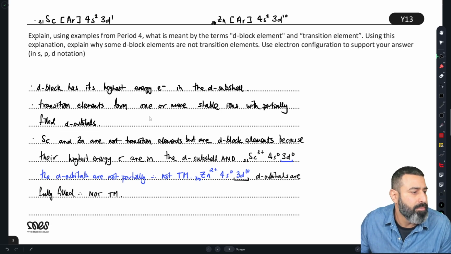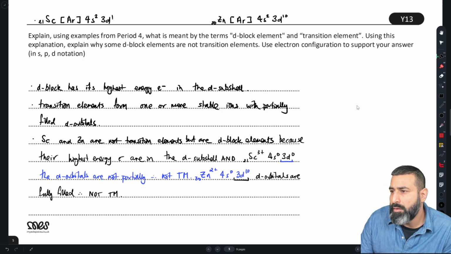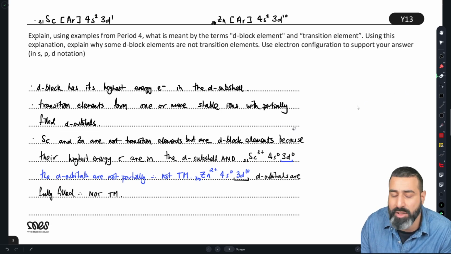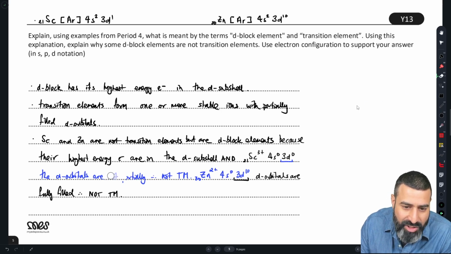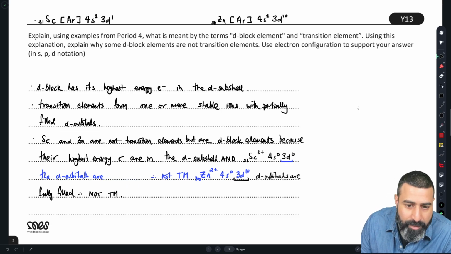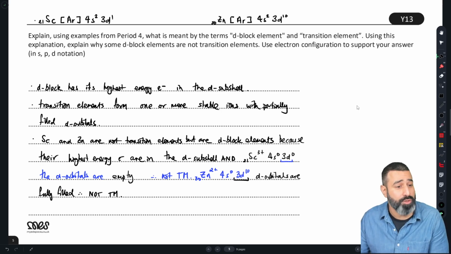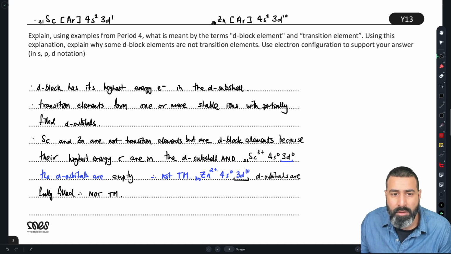Okay, let's see if we've satisfied the question. Just having a look at my response. I said for the scandium 3+, the d orbitals are not partially filled. Forgot to put in the word filled. What I can do, I can just use one word here, which actually stresses the point better. The d orbitals are empty, therefore not a transition metal. And in zinc 2+, the d orbitals are fully filled, so therefore not a transition metal. And I think that will get us all 6 marks.